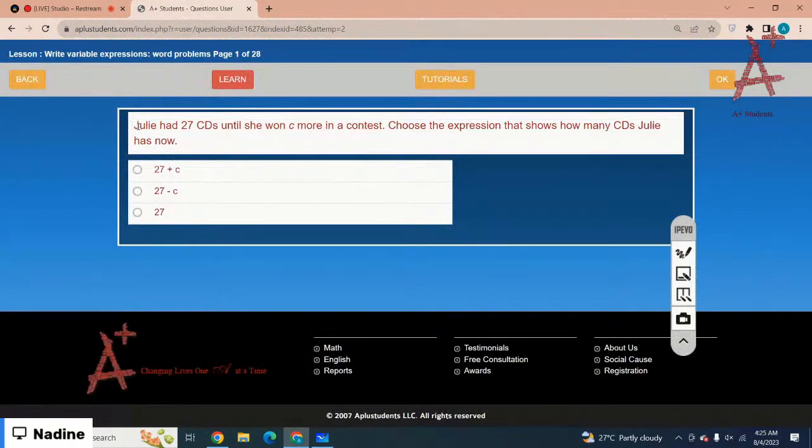Okay, Julie has 27 CDs. You are given the total CDs. She has a total of 27 CDs. Then she wants C more in a contest. Choose the expression that shows how many CDs Julie has now. So she already has 27. She wants C more. You don't know what the value is, right? For example, she wants 2, right? So earlier she had 27. Now she has 27 plus 2, right? This is the number you don't know. I just used 2 as an example, right? Very good. So you can say it would be 27 plus C. Option number 1 is the correct option.